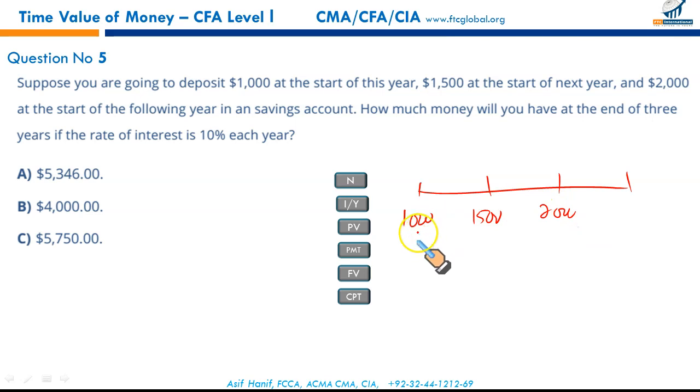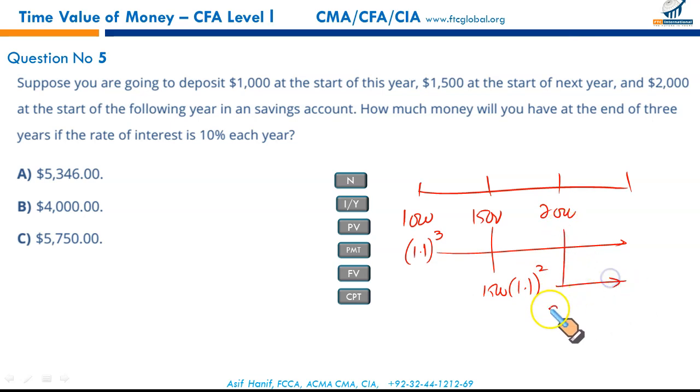So this would be multiplied with 1.1 raised to the power 3, 1,500 into 1.1 raised to the power 2, and this 2,000 into 1.1 raised to the power 1. So when you multiply these, let me do it with a simple calculator. 1,000 times 1.1 cube gives you 1331. 1,500 times 1.1 square gives you 1815, and 2,000 multiplied by 1.1 will give you 2200.